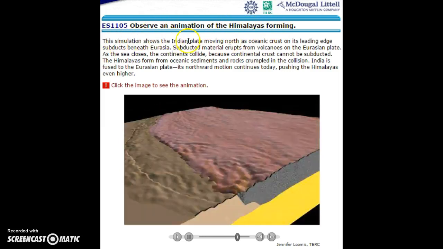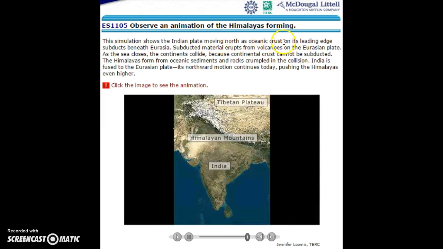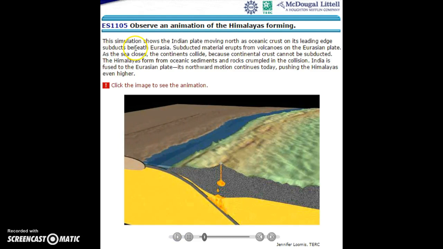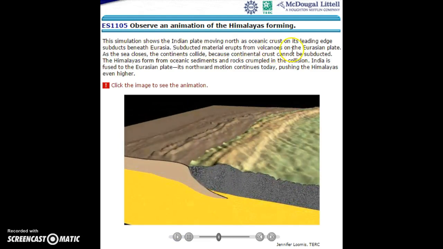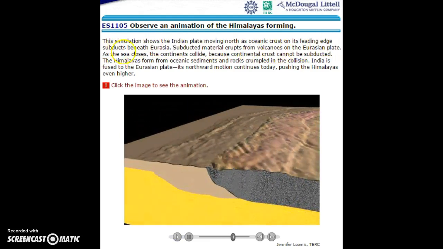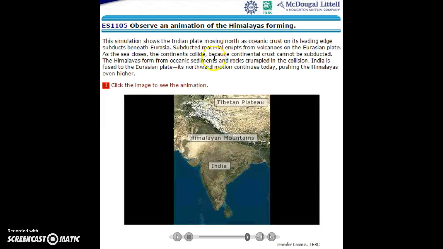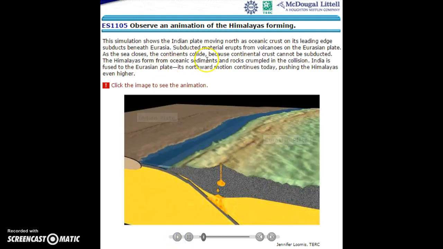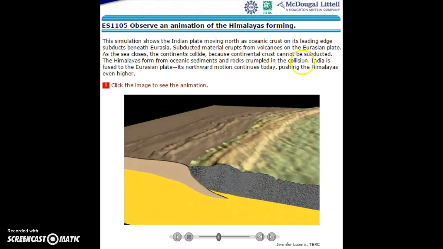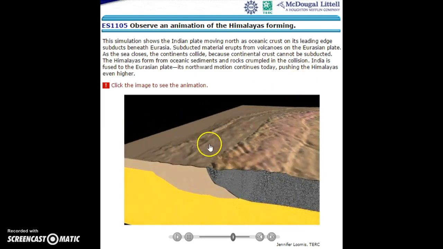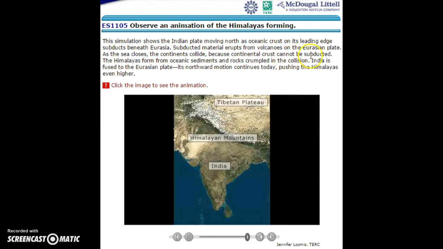This simulation shows how the Indian plate moving north as the oceanic crust on its leading edge subducts beneath Eurasia. So up here's Eurasia and here's the Indian plate. Subducted material erupts from volcanoes on the Eurasian plate. And as the sea closes, the continents collide because continental crust cannot be subducted. The Himalayas form from oceanic sediments and rocks crumpled in the collision. And you can see them kind of crumpling in this area right here.